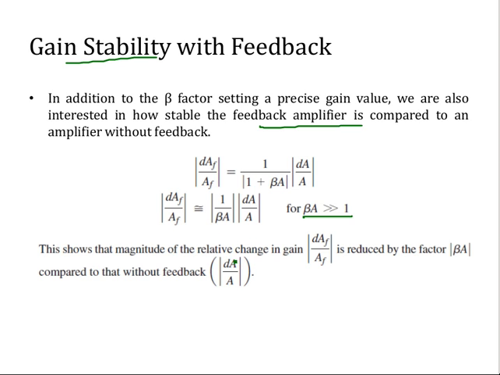What does this show? The magnitude of the relative change dAF/AF is reduced by a factor beta A compared to without feedback. If it is without feedback, it is dA/A, and that term is reduced by a factor beta A if you have feedback. So this is overall gain. The change in the gain, or the stability, is affected by a factor 1/beta A, which means if there was no feedback, it would have been dA/A. With feedback, it is reduced by a factor beta A.